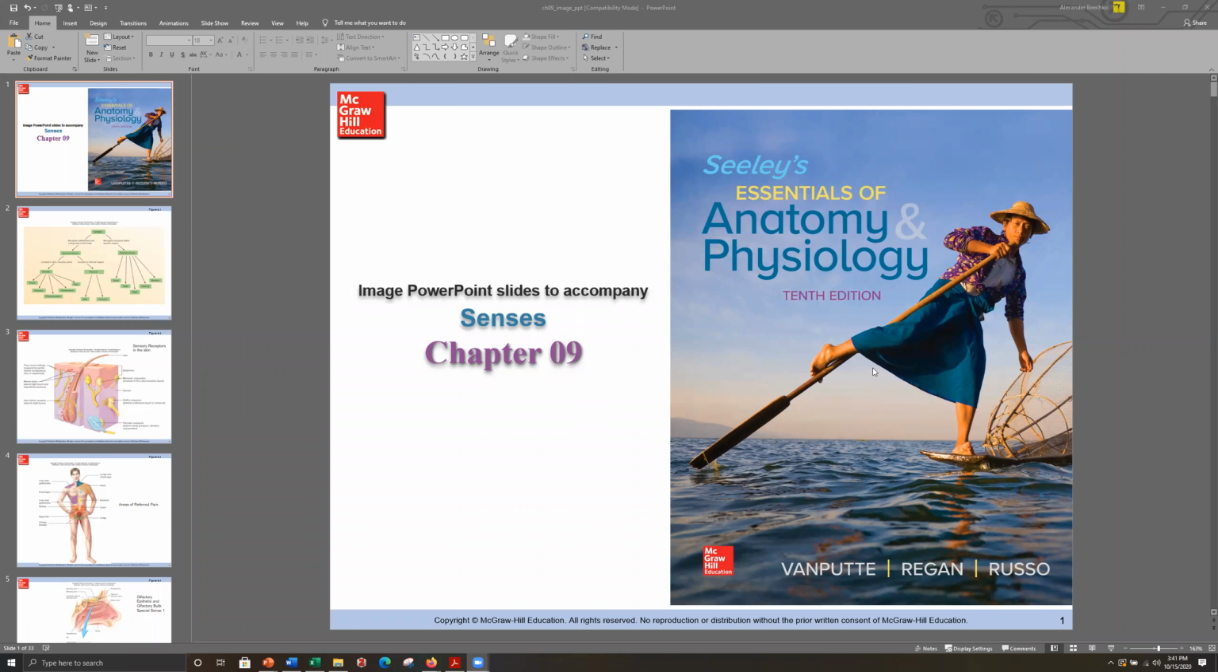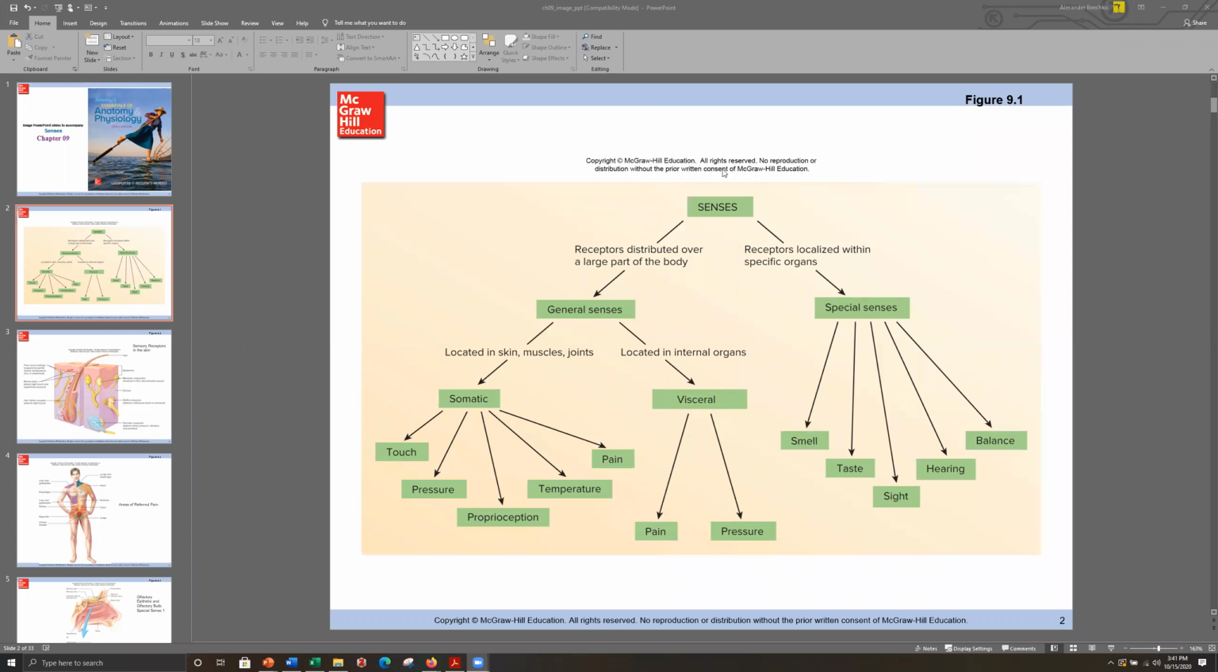All right, hey guys. Today we are going to talk about each of the senses of the body. So we'll be going over the general senses of the body, how those are perceived, and then we're going to talk about how the special senses of the body operate. Okay. So first up, here's how we can divide our senses in our body.